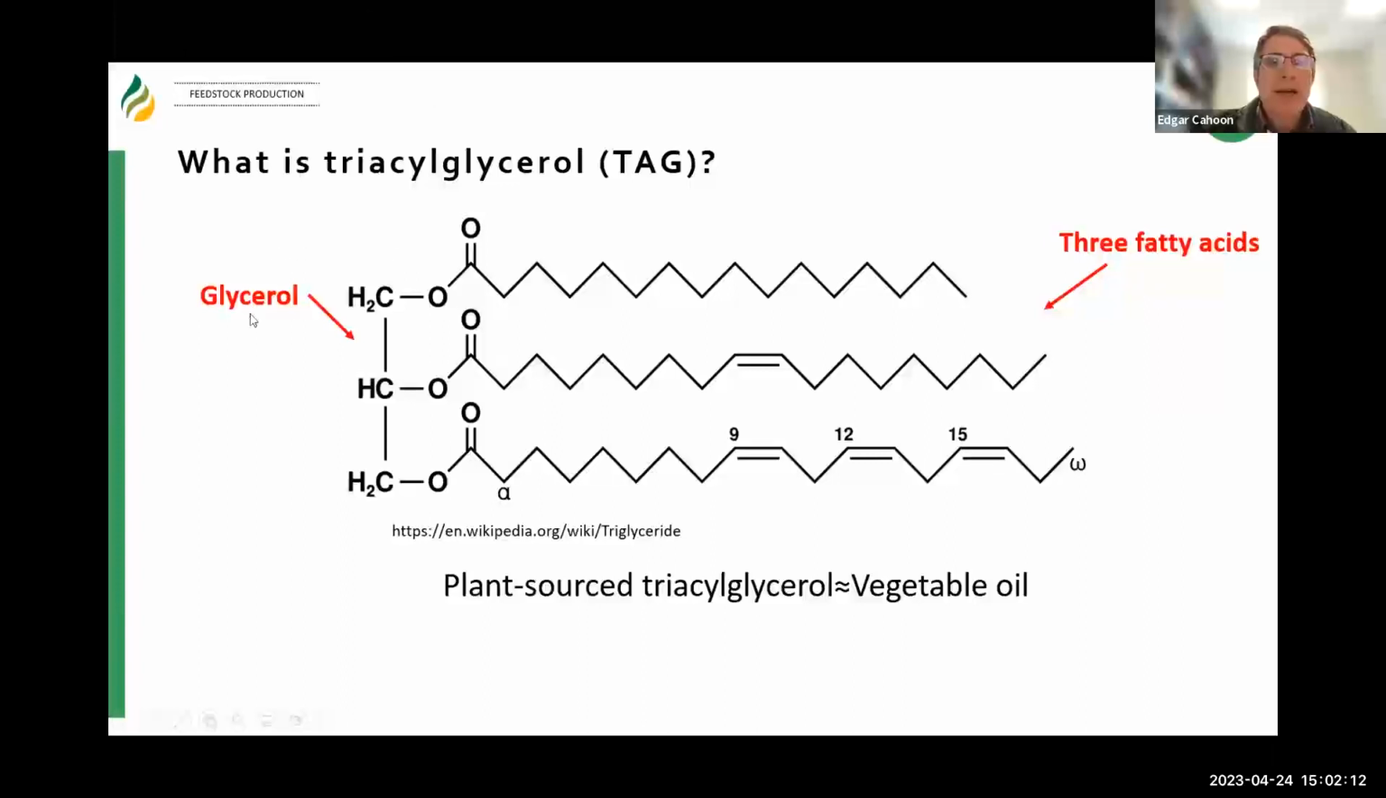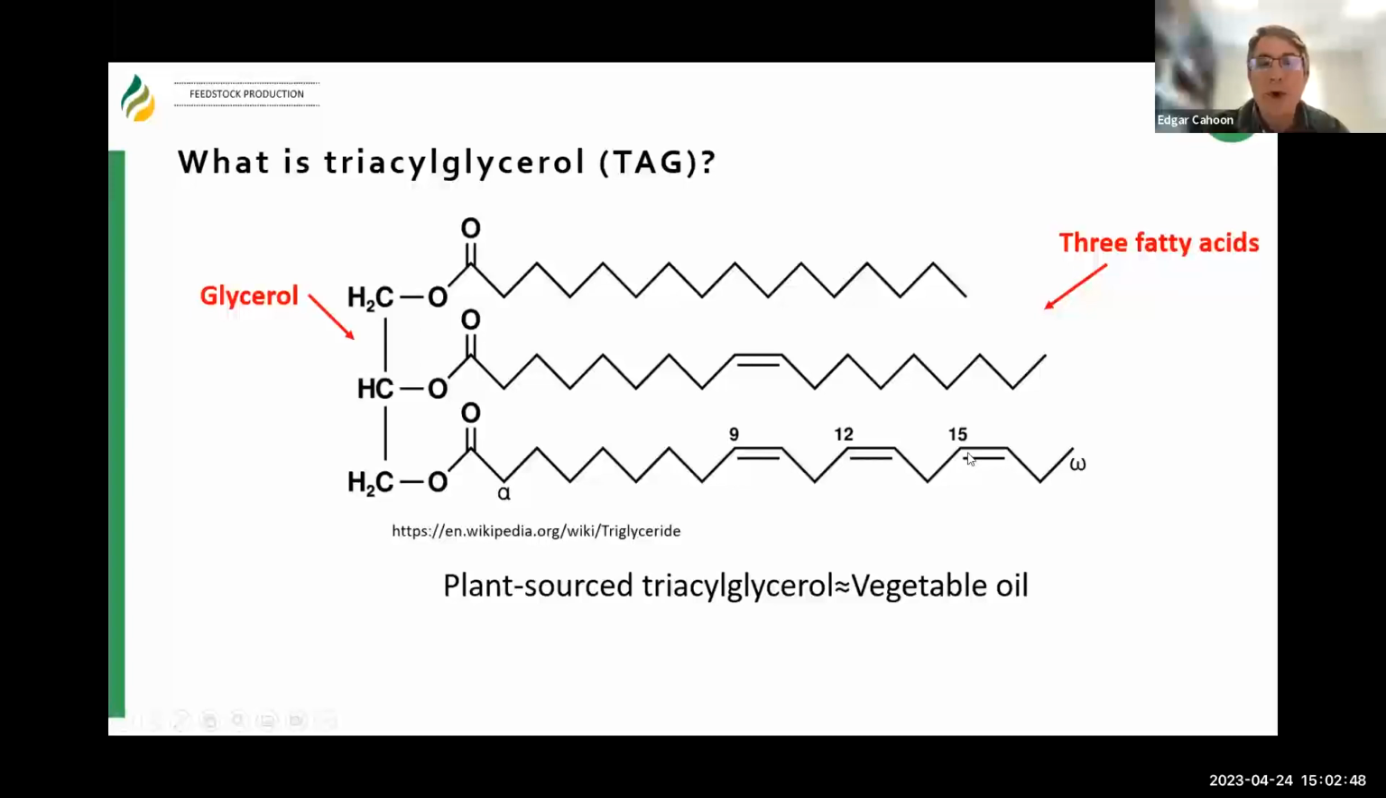Maybe many of you already know what a triacylglycerol is, but if not, it's a molecule that has a glycerol backbone with 3 carbons, and to each of the carbons a fatty acid is bound. So we have 3 fatty acids. Typically in plants, the fatty acids have 16 and 18 carbon atoms, and they can be saturated with no double bonds, or monounsaturated as shown here, or polyunsaturated as in the bottom fatty acid.